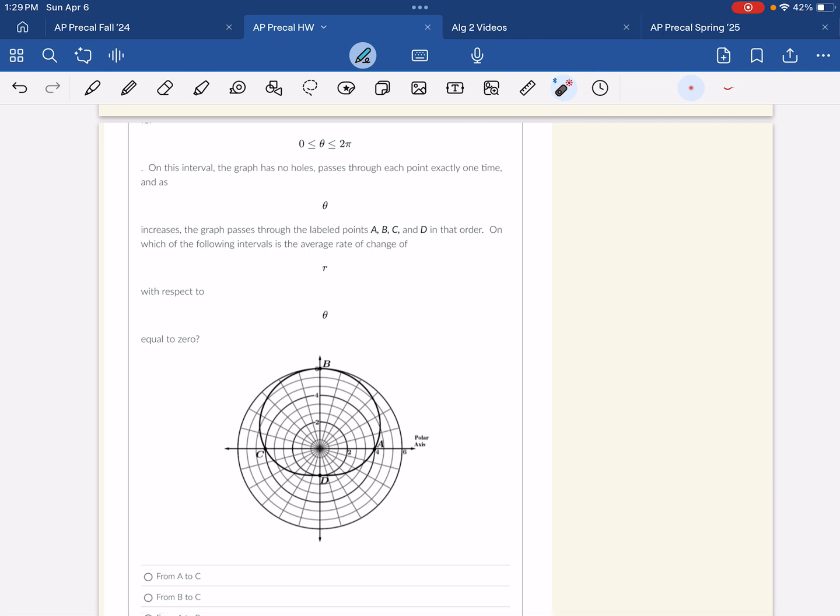Okay, let's see what I picked next. It spaced it out really nice here. Oh yeah, the top of the problem, I couldn't get it all to fit, but it was basically the same setup where we have a polar function from 0 to 2 pi, and on the interval, the graph has no holes, passes through at each point exactly one time, and as the angle theta increases, the graph passes through labeled points A, B, C, and D in that order. On which of the following intervals is the average rate of change of r with respect to theta equal to 0? That is our goal.